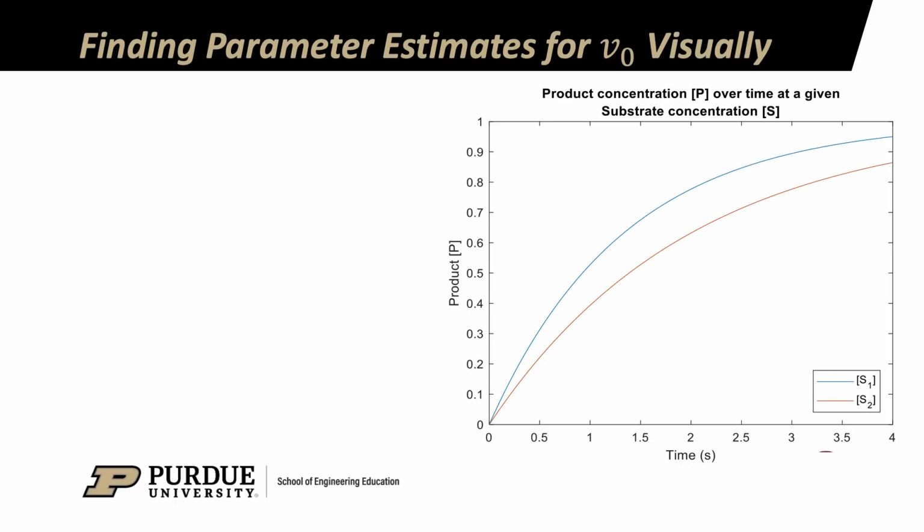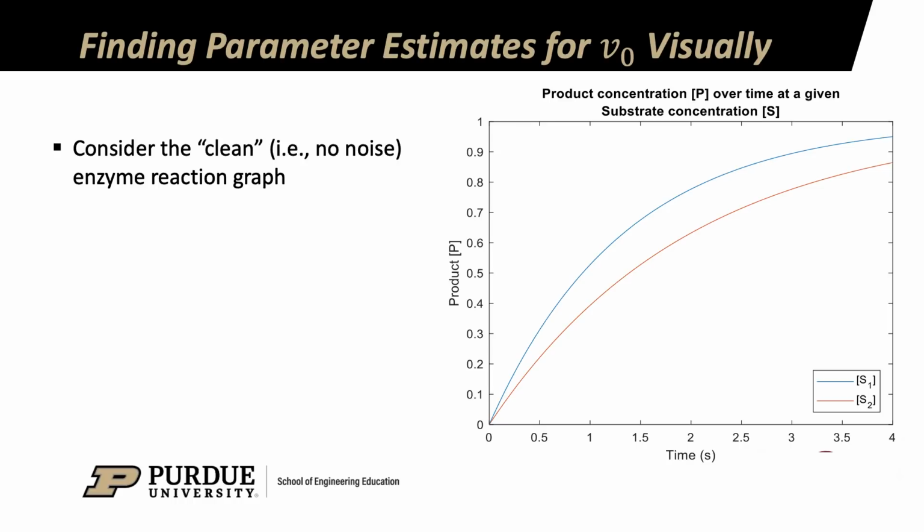Okay, welcome back. We are going to start by finding the parameter estimates visually, which means looking at and using the information from the graph. The graph shown here is figure 1 in your activity and has clean enzyme reaction data. That is, the data have no noise. The real data from the laboratory will have noise, which means the data won't perfectly match a curve in the way the curve is displayed here.